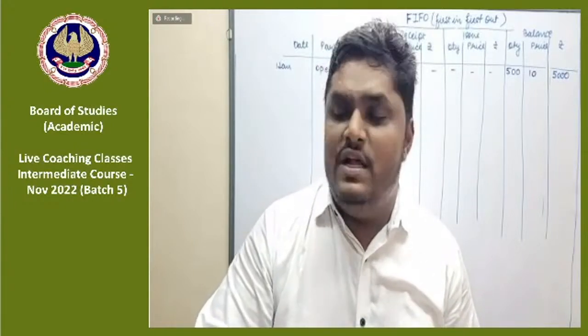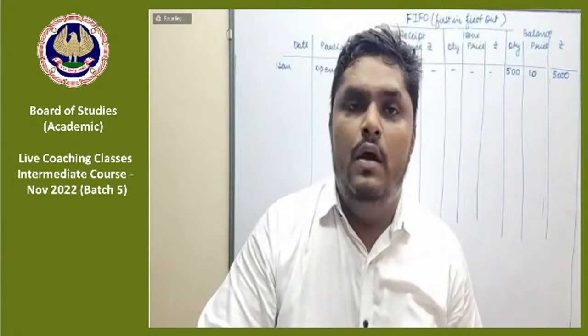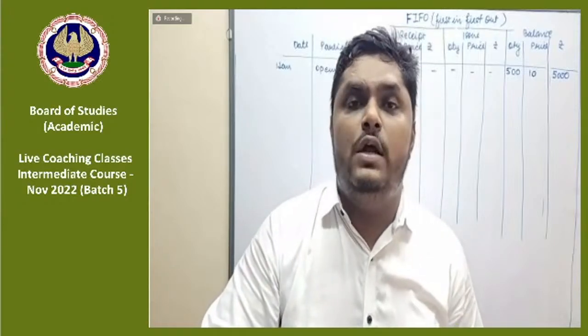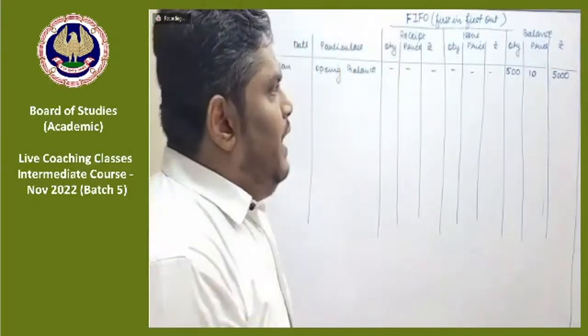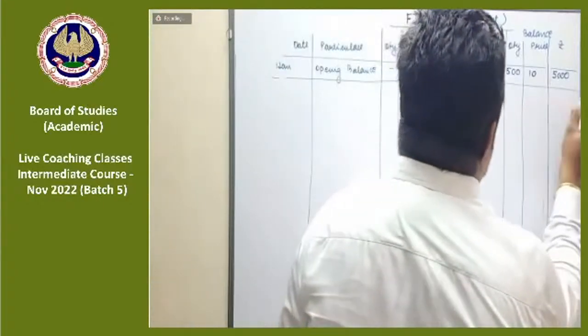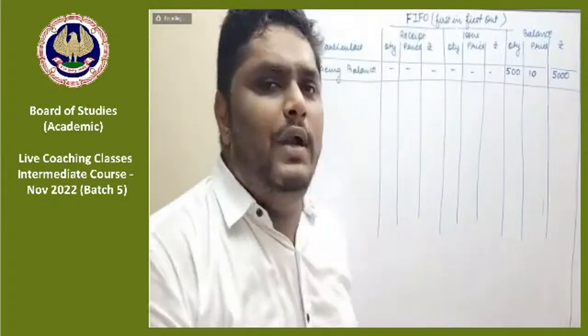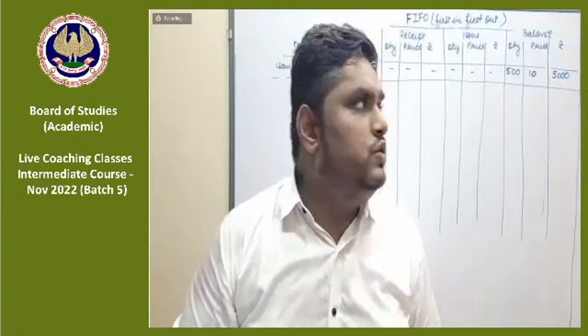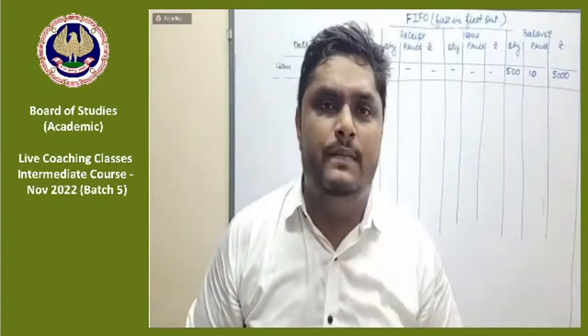I'm discussing the remaining part of material cost control. So now the opening balance is given in the question. Let's say 500 units is the opening balance and the rate per unit is rupees 10 per unit. So the total amount will be 5,000.